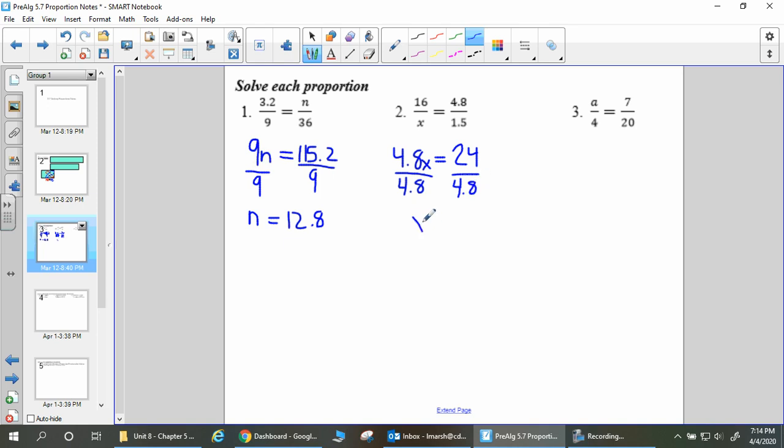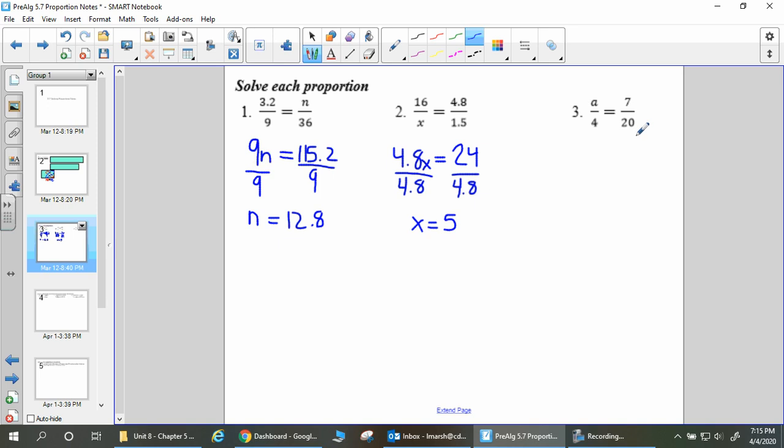And that gives me x equals 5. Okay. If you want to give one of these a shot, maybe hit pause real quick and do number 3. I'm going to go ahead and do 3. So if you did it yourself, here's your check.